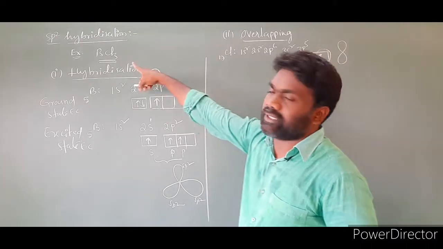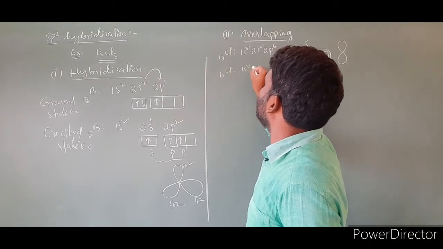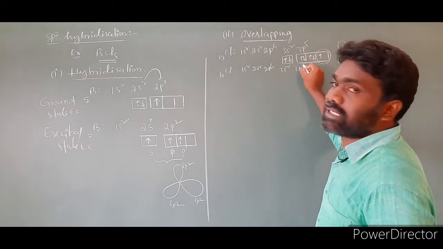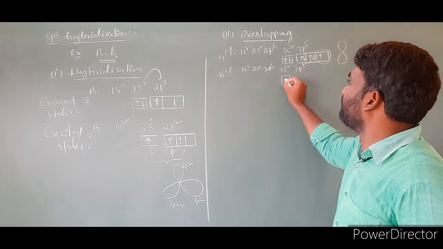Then how many chlorines do we have? 3 chlorines. For the 3 chlorines we have to write the same electronic configuration: 1s2, 2s2, 2p6, 3s2, 3p5. The configuration remains the same. And here also we have 2 electrons.